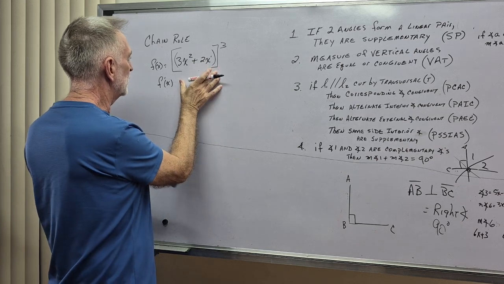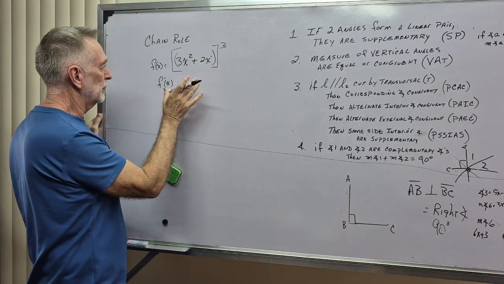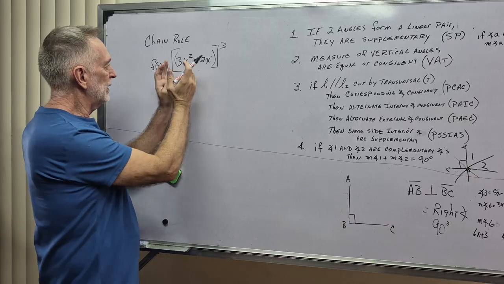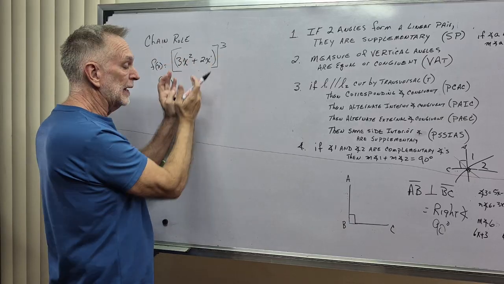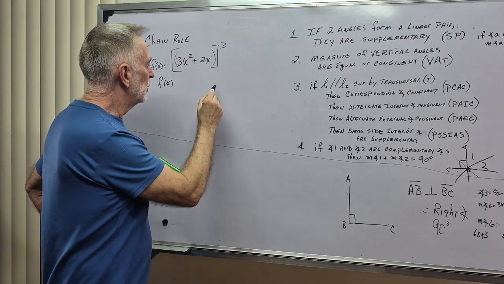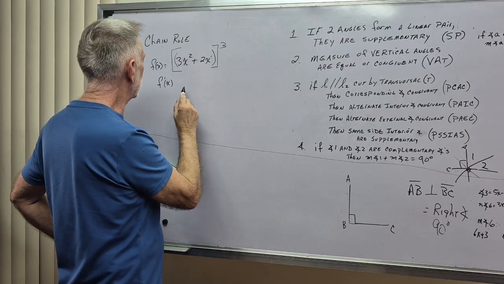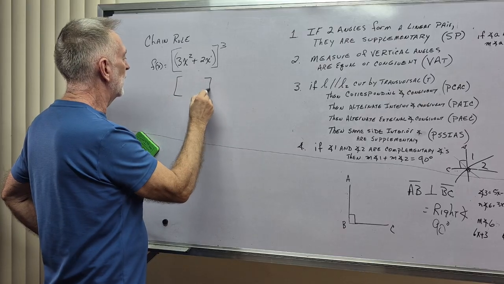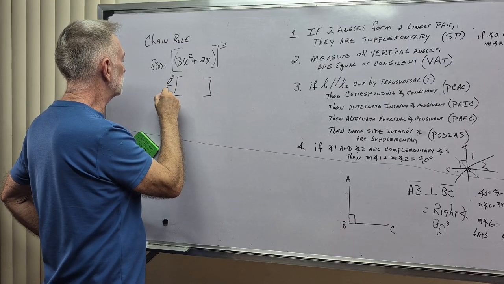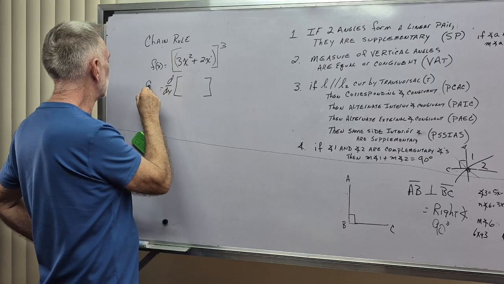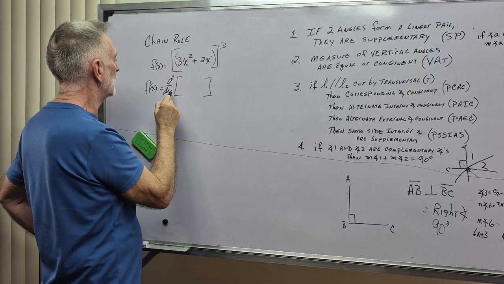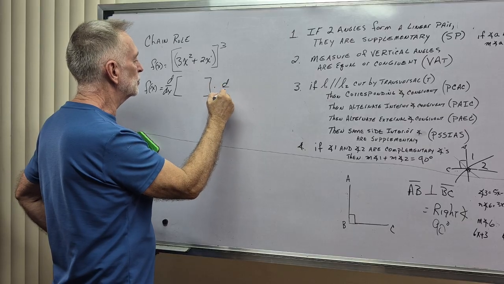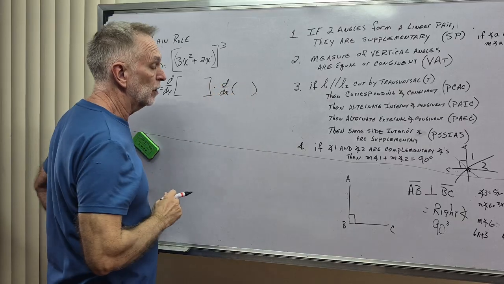If you're trying to look at this in terms of the chain rule, I try to think about it as an outside function and an inside function. So if I'm trying to take the derivative of this thing, I need to take the derivative with respect to x of the outside function times the derivative with respect to the inside function.